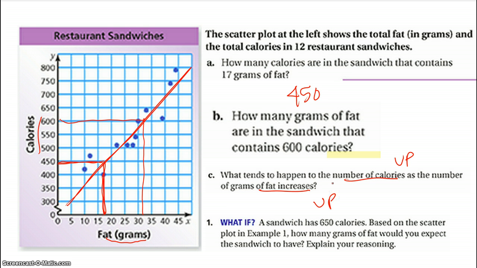And again, try to answer these, pause it and come back to it. 650 calories based on the scatter plot. What would you expect it to have for fat grams? So 650 calories would be about right here. I'm going to say it's going to have about 37, 38 fat. So that's the dealio there.